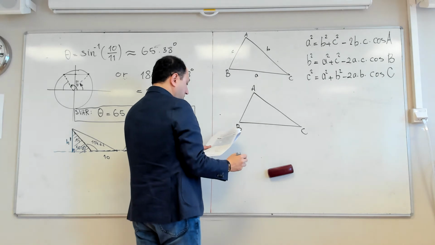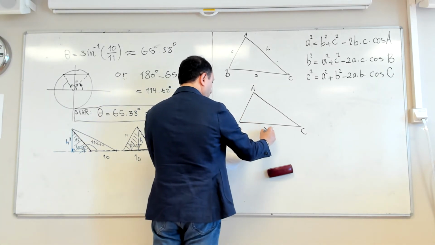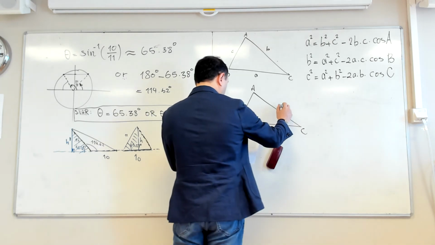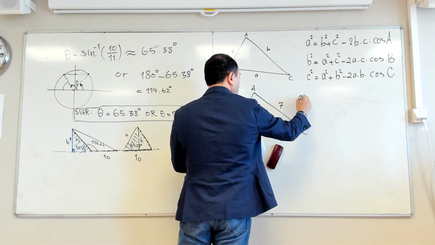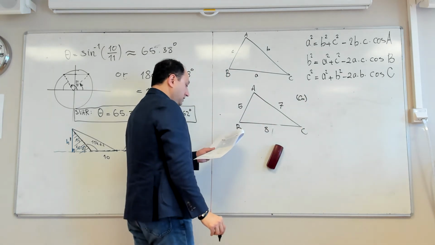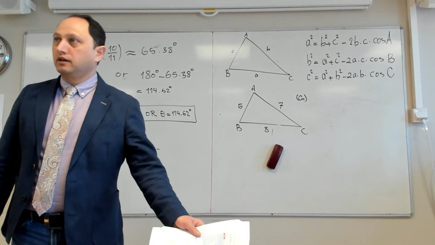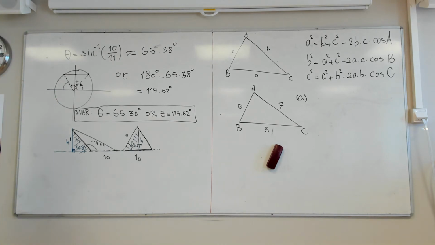And I give you these three numbers. BC is 8, for example, centimeters. 8 and 7 and 5. All of them are expressed in centimeters. And then I'm asking you to find the area of the triangle. We want to find the area, the exact area of the triangle.